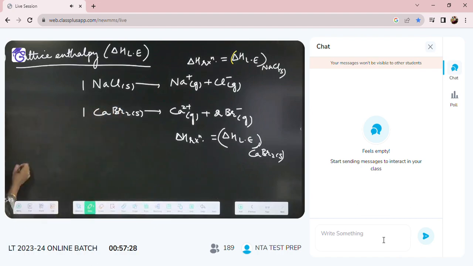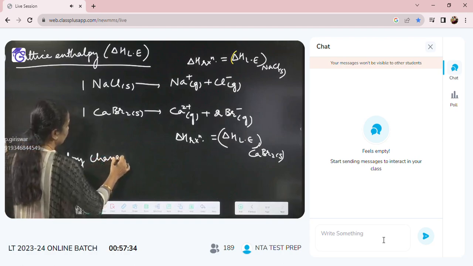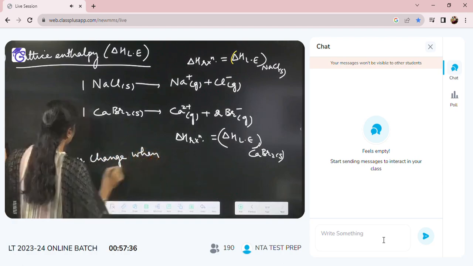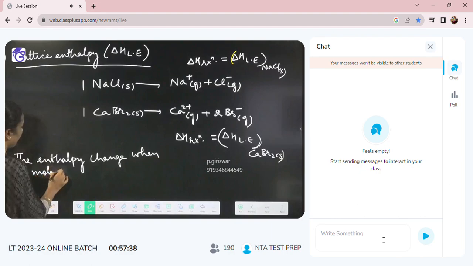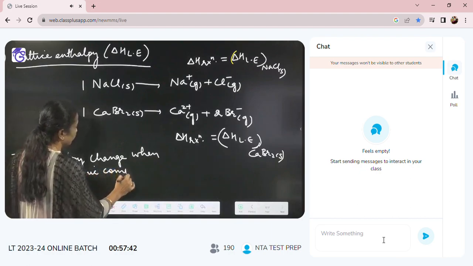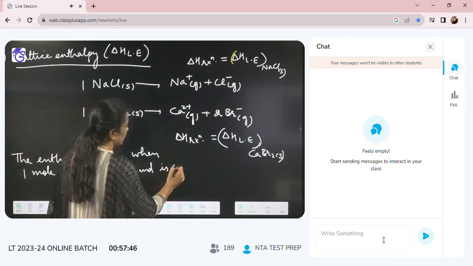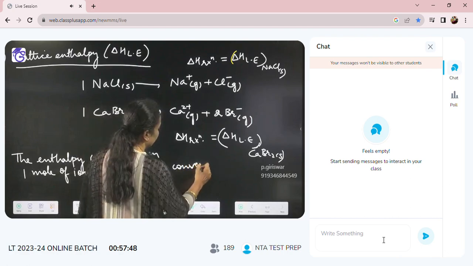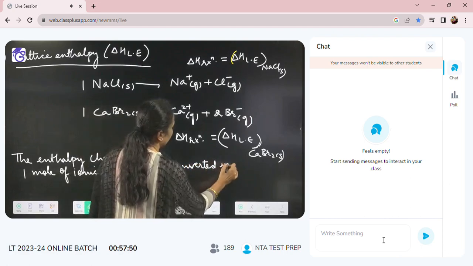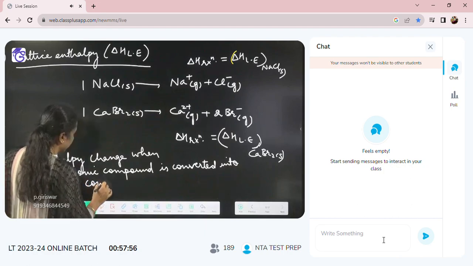So here I'll be writing the enthalpy change when 1 mole of ionic compound is converted into its constituent gaseous ions.